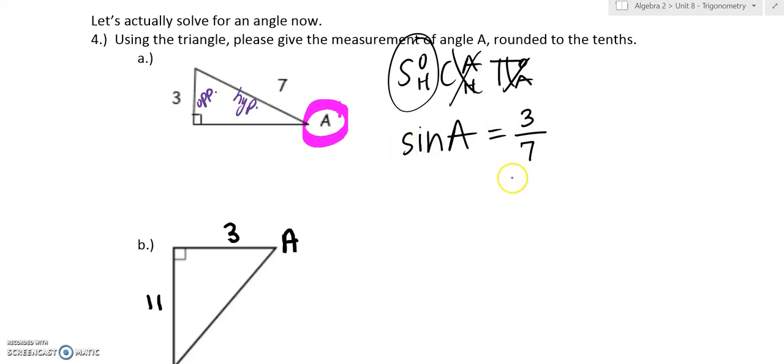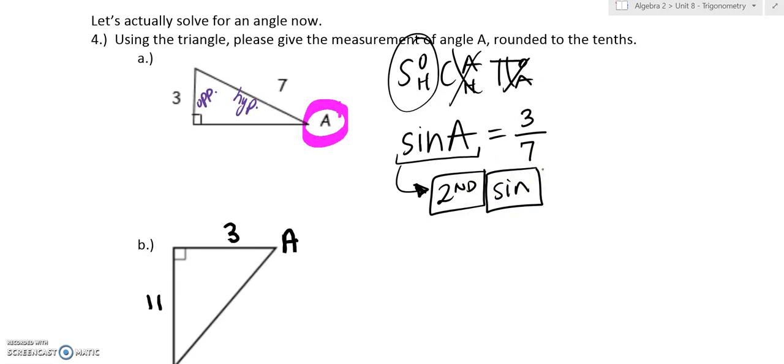This looks exactly like what we just practiced typing into our calculator. I want to find capital A. How do we do that? If we type the inverse in our calculator, which would be second sine, this notation pops up on your calculator. In the parentheses, you want to put 3 divided by 7 because that's the fraction I'm dealing with. I want to hit enter.